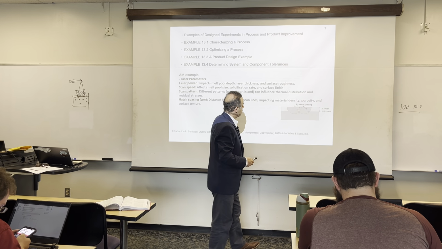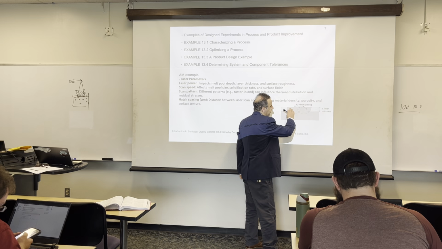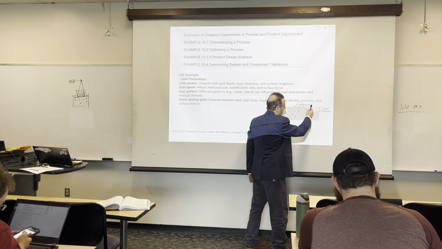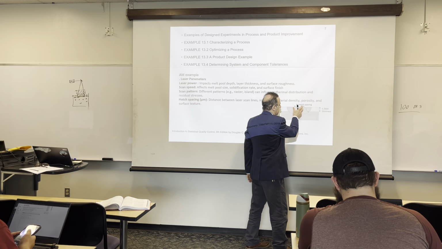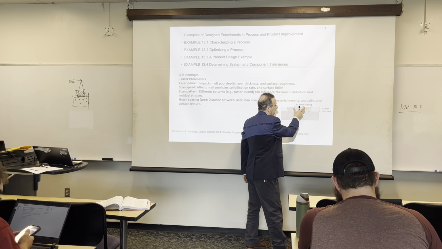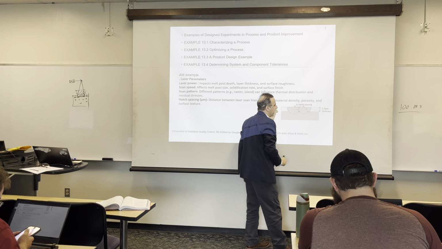So that melt pool has a depth, and also once you make one melt pool, you want to make another melt pool next to it. So these melt pools have a distance between the two centers. They call it hatch spacing.